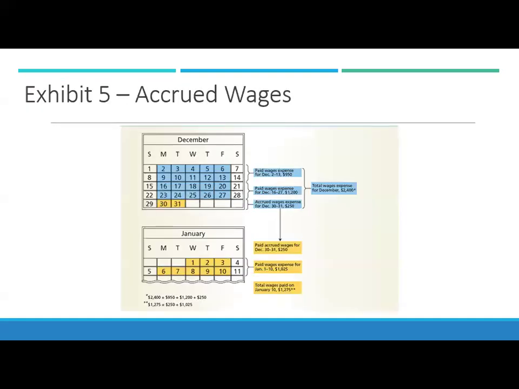In this example, it's easier to look at this with the calendar. They paid wages expense of $950. They get paid every 2 weeks on Friday, so the paydays in this example are the 13th, the 27th, and the 10th of January. They get paid $950 in the first 2 weeks, $1,200 in the next 2 weeks. Then they determined that for the 30th and the 31st, the wages the employees earned were $250. The amount of wages incurred in the first 10 days of January was $1,025.